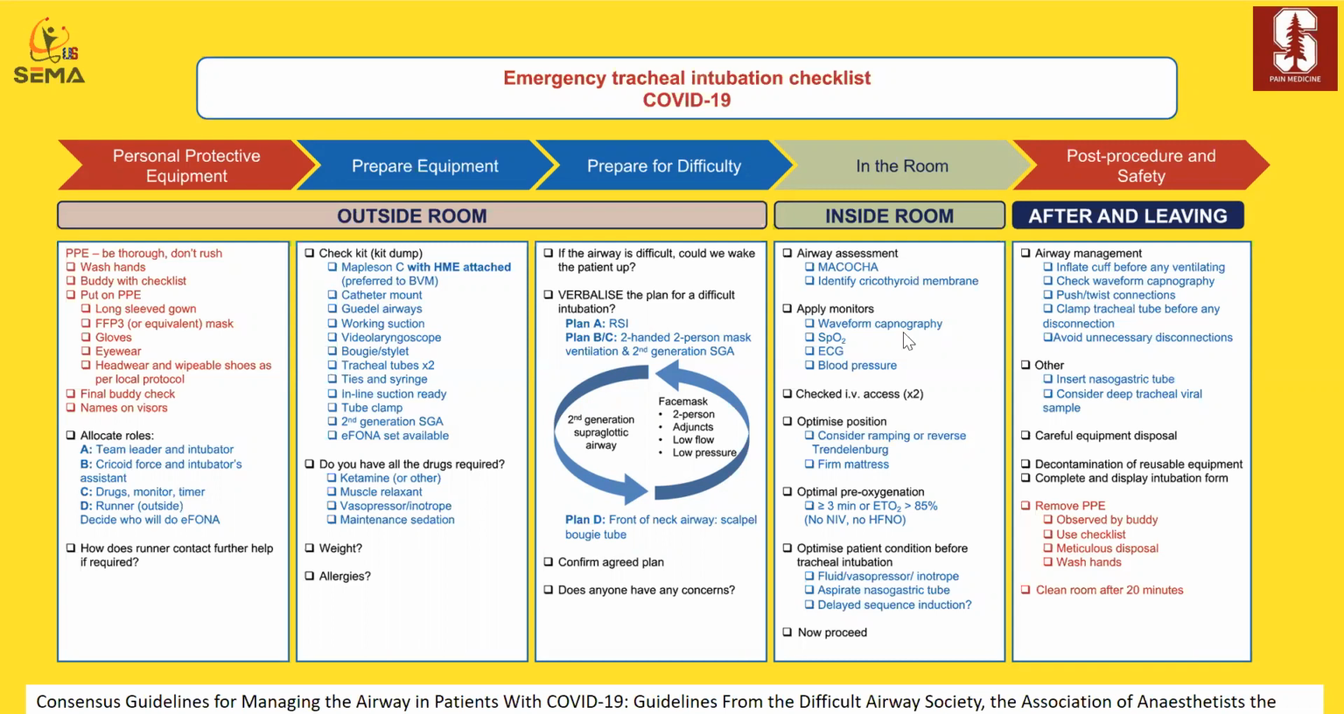Then inside the room, quickly assess the airway, put the monitors in, check your IV. It's very important to check your IV before you give drugs. And then optimize position. Again, this is very important. Pre-oxygenate, treat blood pressure. Do you need to give fluids? Do you need to suction the NG tube? What do you need to do? Then you put that tube in, you inflate the cuff, you test the tube, make sure everything is okay. Then once you leave the room, remove your PPE in the sequence that I mentioned before.